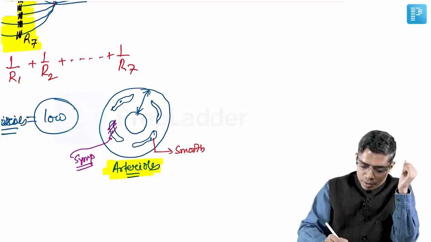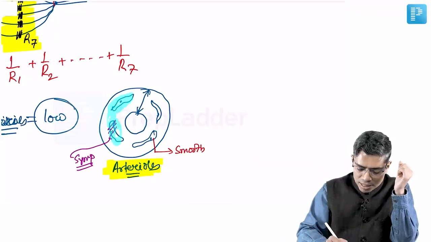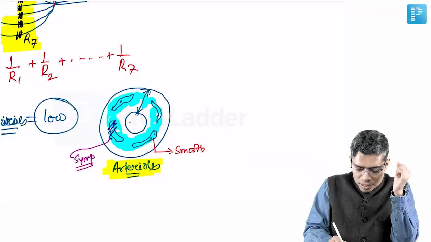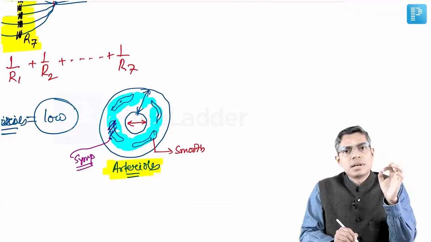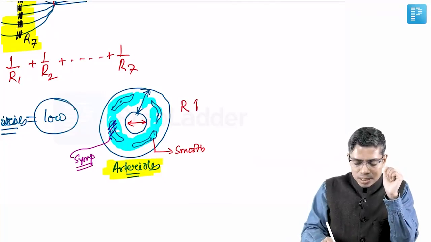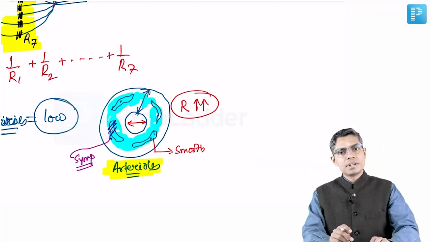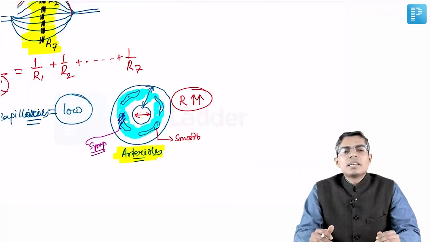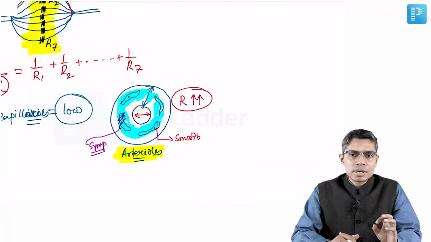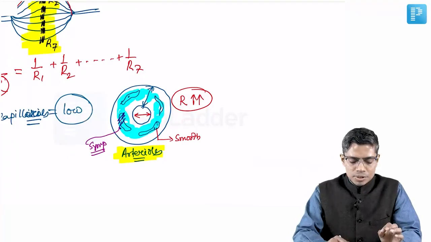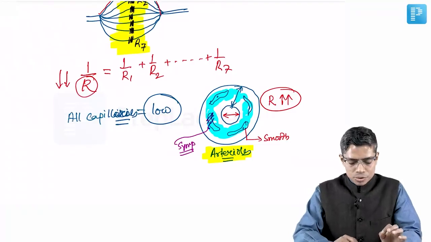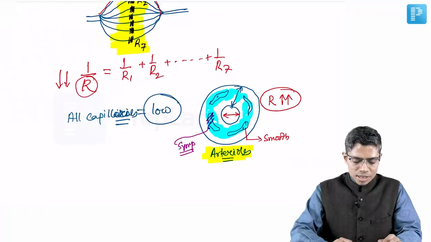Now, because of the presence of this huge amount of smooth muscle in the vessel wall of the arterioles, the lumen aperture is reduced. And because of the reduction in the lumen aperture, the resistance of the arterioles is very high. So if you combine the resistance of all the arterioles, that is huge in comparison to any other vessels, and because of that the arterioles are known as the resistance vessels. Getting my point?